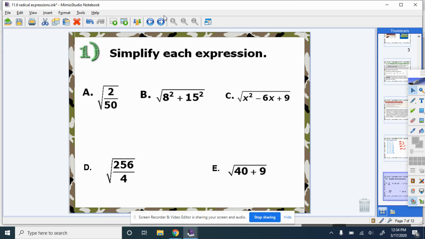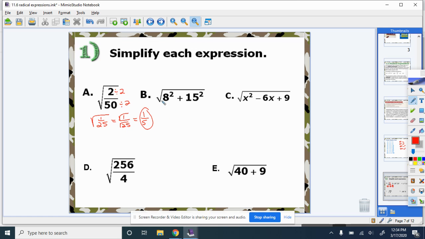All right, so my first example, whenever possible, reduce the fraction before simplifying. I know that I can divide out a factor of 2, which leaves me with the square root of 1 over 25. We studied this previously. You can just take the square root of the numerator and the square root of the denominator, and we would be left with 1/5 as my answer.